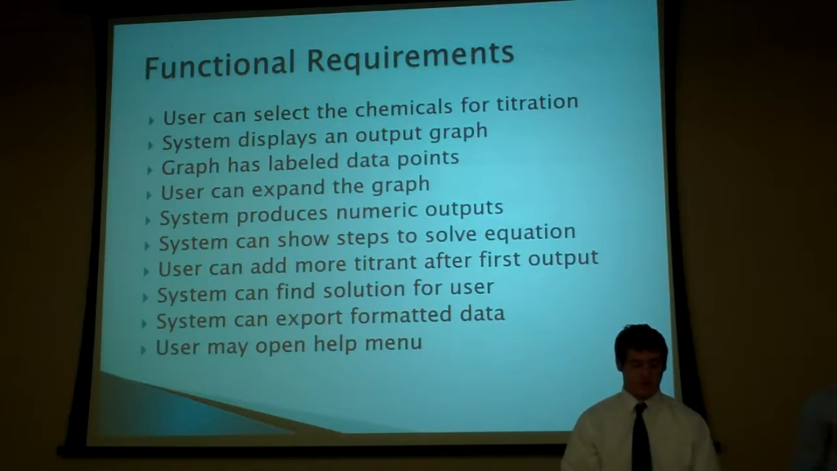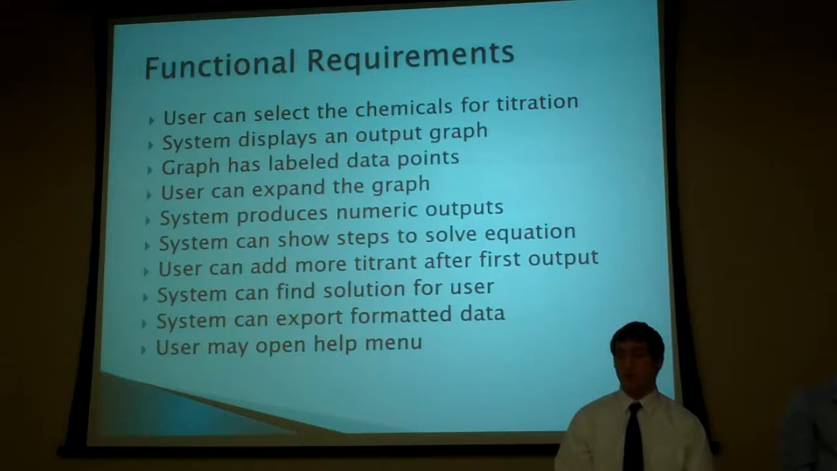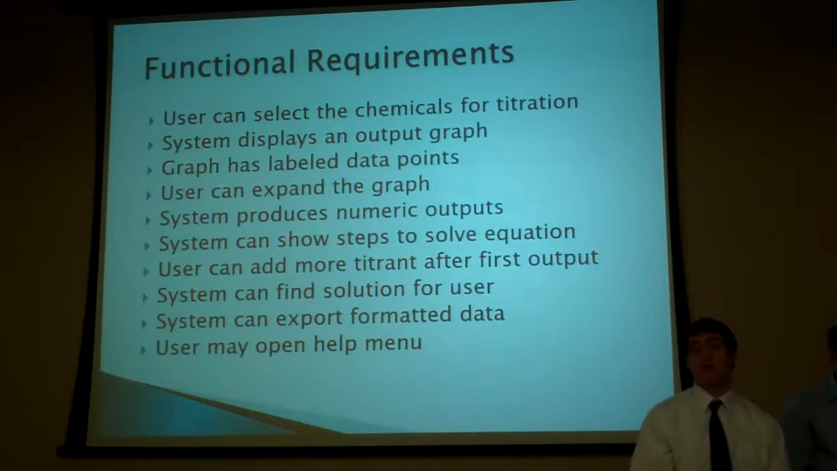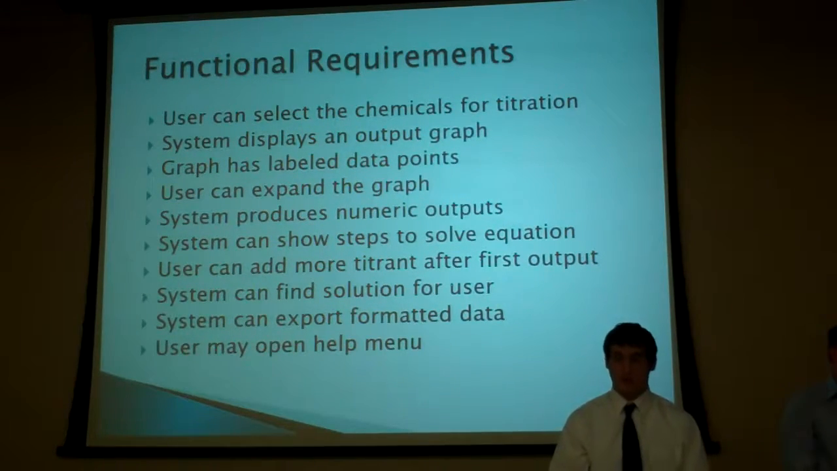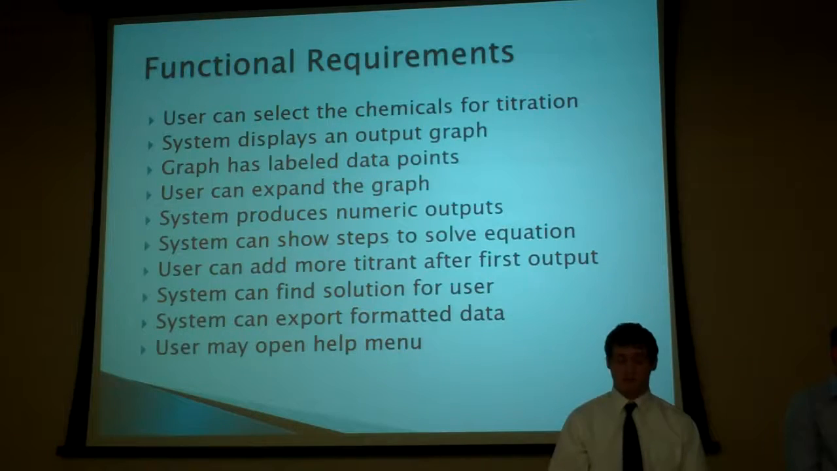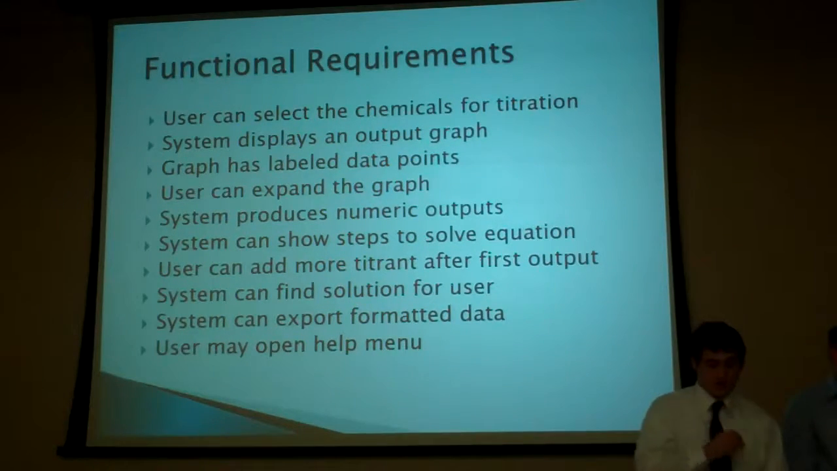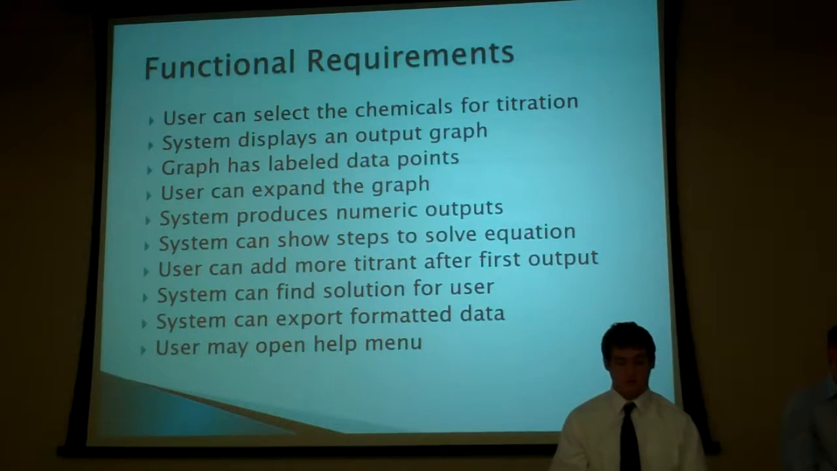Some of our functional requirements are the user can select chemicals for the titration. It'll display a graph that has labeled numeric outputs. It can also expand and contract the graph. This app will also show a step-by-step solution, including all the equations and the data points the users added. You can add more titrant if needed. The program can also find the solution for a user. You can export the data, and it'll also have a help menu for the user.